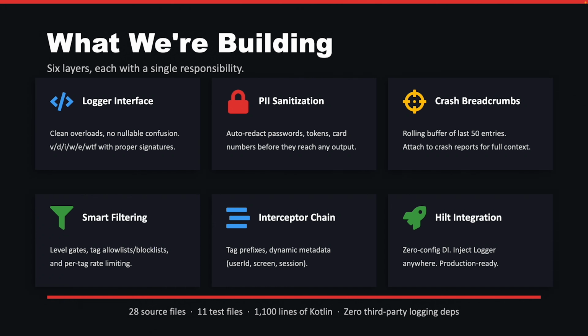Let me break down exactly what we are building. 6 features, 6 layers. First, the logger interface. Clean method overloads: W, E, and WTF. Each has 2 variants, one with a throwable, one without. No nullable confusion, no default parameter that compiles but crashes at runtime.